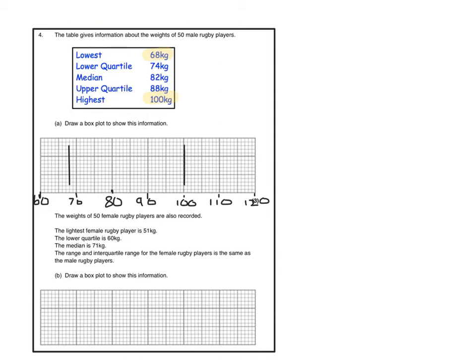Okay, now let's add in a lower quartile. And I'm just going to make this line slightly smaller. So lower quartile is 74, so about here. And the upper quartile is 88. The median is 82. And then I just need to join everything together now. So we're going to join the upper quartile to the lower quartile together, like that. And then the same for the bottom.